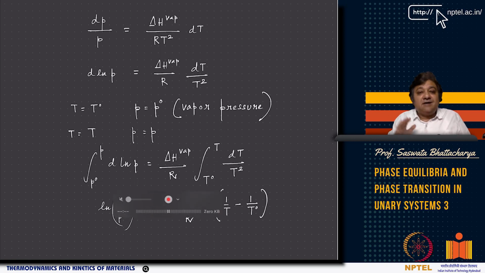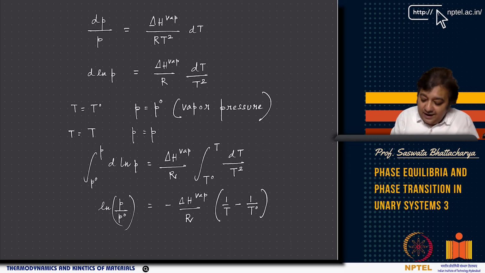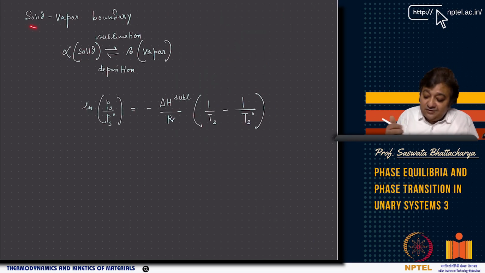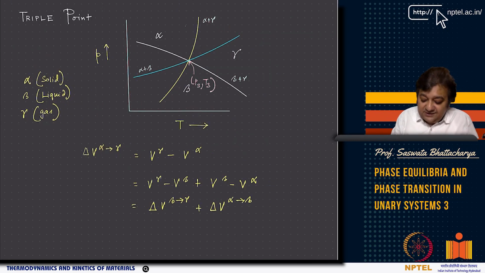I will finish this Clausius-Clapeyron equations, but you can quickly go through it and you can understand it. So this is for the liquid vapor boundary. Similarly, we can do it for a solid vapor boundary. And for triple points, how to determine, you basically, if you know the, so for example, if you are looking at a transformation from alpha to gamma, you can subdivide it into gamma to beta and beta to alpha.